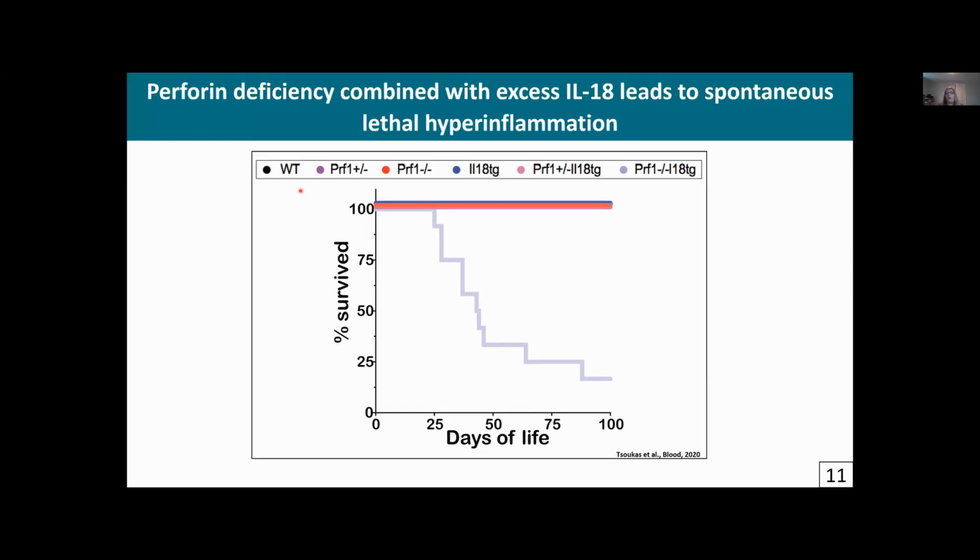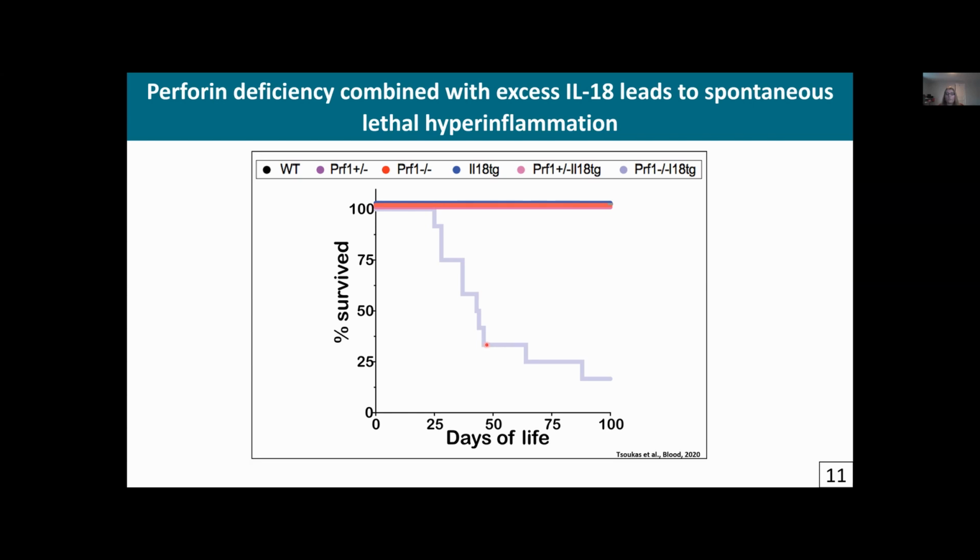And while mice that only had a partial deficiency in perforin but high IL-18, so these are the perforin heterozygosity, perforin het IL-18 transgenic mice shown in the pink, are surviving, we are seeing this spontaneous death phenotype in these perforin knockout IL-18 transgenic mice, meaning that they completely lack perforin, but they have high IL-18. And this is saying that almost by day 50, we only have a quarter of these mice left.